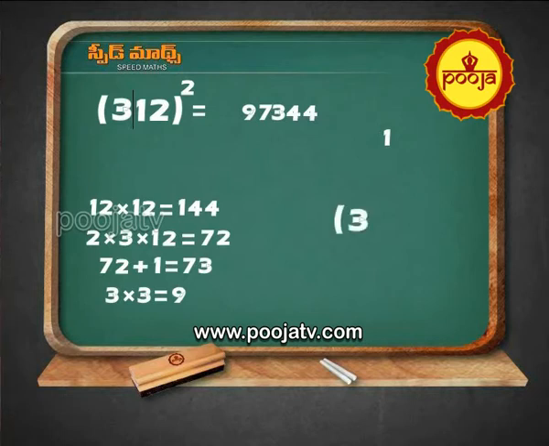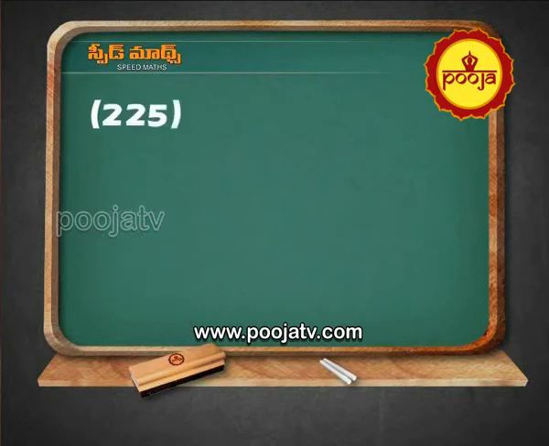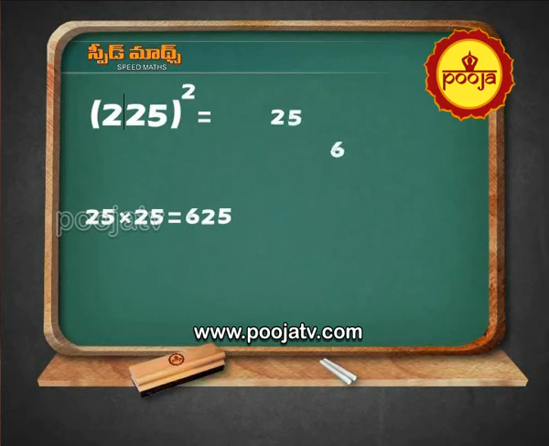Next 3 9 2, 2 square equals to, give a slash, 225 square, give a slash, 25 into 25 equals to 625. 25 here, 6 outside.